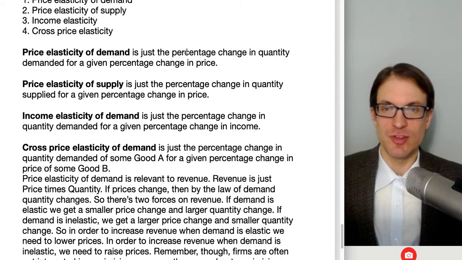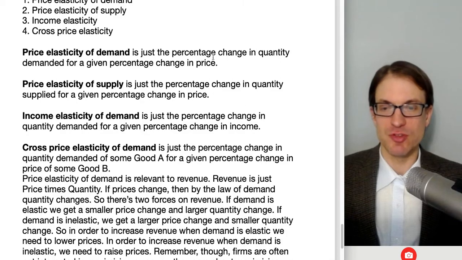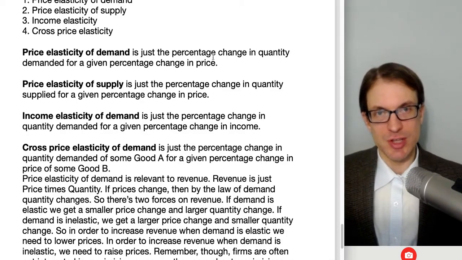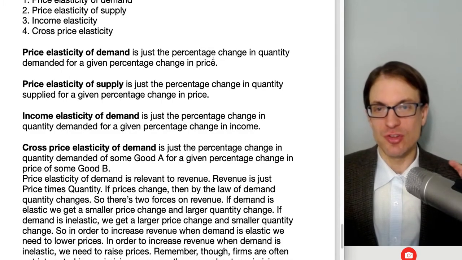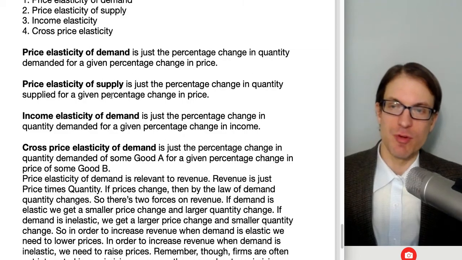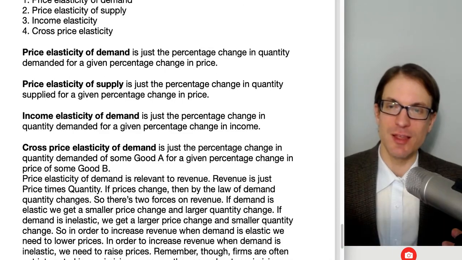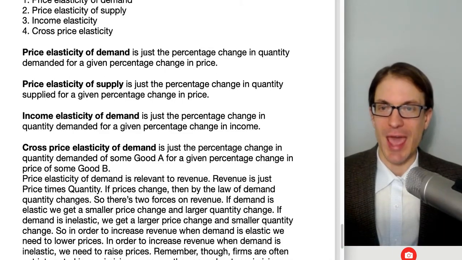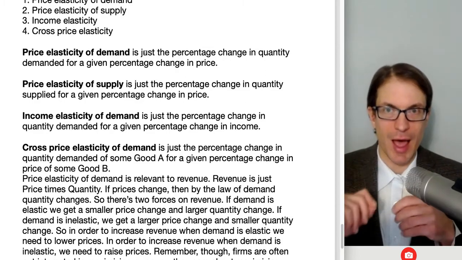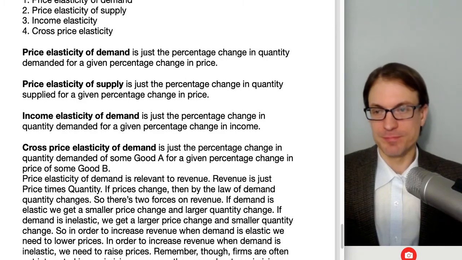So price elasticity of demand tells us, is demand responsive or unresponsive to changes in price? If price changes a little and the quantity changes a lot, we'd say demand is elastic. If price changes a lot and quantity only changes a little, we'd say demand is inelastic. Same thing for price elasticity of supply. The difference is price elasticity of demand will always be negative, so often we'll talk about it in absolute value. That just comes from the demand curve downward sloping, so price and quantity move in opposite directions. Price elasticity of supply is always positive.